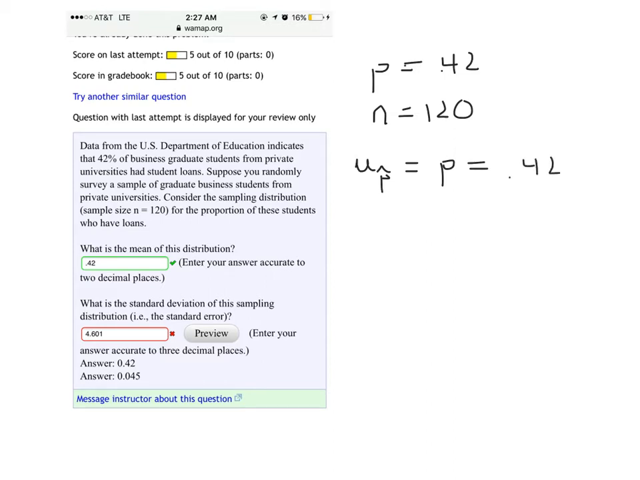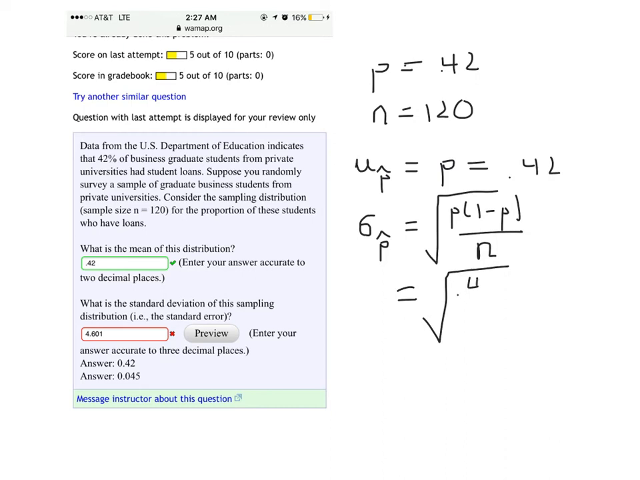What is the standard deviation of the sampling distribution, also referred to as the standard error? Again, that is typically denoted sigma sub p hat, and that is found by taking the square root of p times 1 minus p, all over n. So in our case, that would be the square root of 0.42 times 1 minus 0.42, which is 0.58, all over root n, which in this case is 120. If you round your answer to 3 decimal places, that would be equivalent to 0.045.